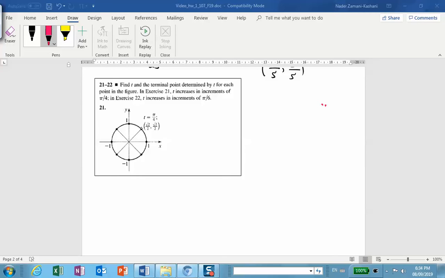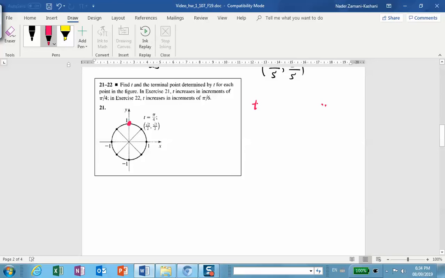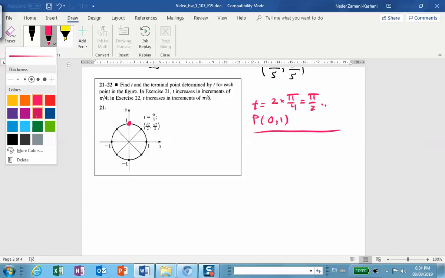So if you look at, for example, this point, this red one, t is equal to, well, it's going to be 2 times pi over 4, so that is pi over 2, and the coordinates of the terminal point P is x is 0 and y is 1. Okay, so that takes care of this. Let me try the green one.